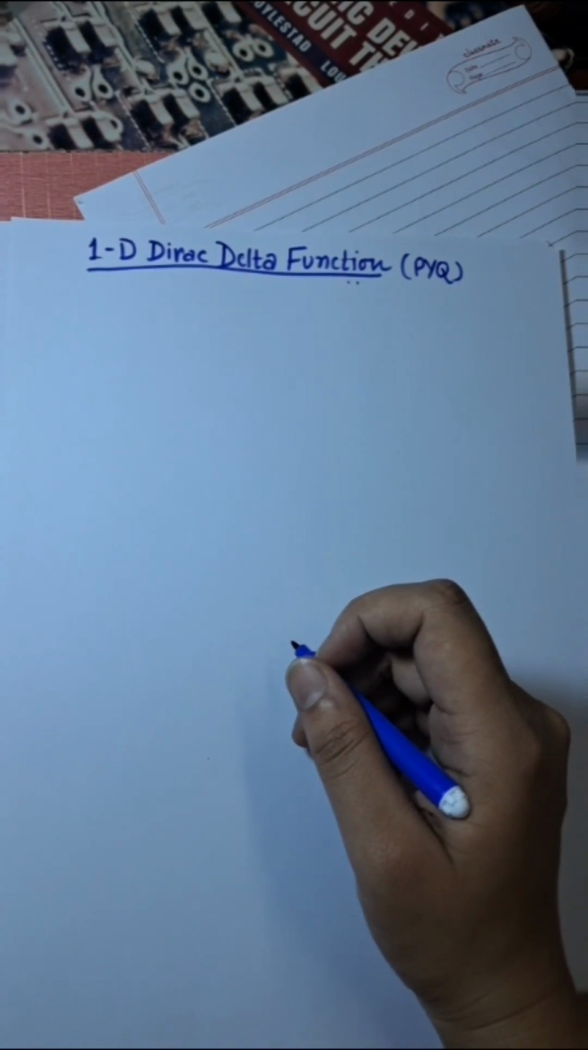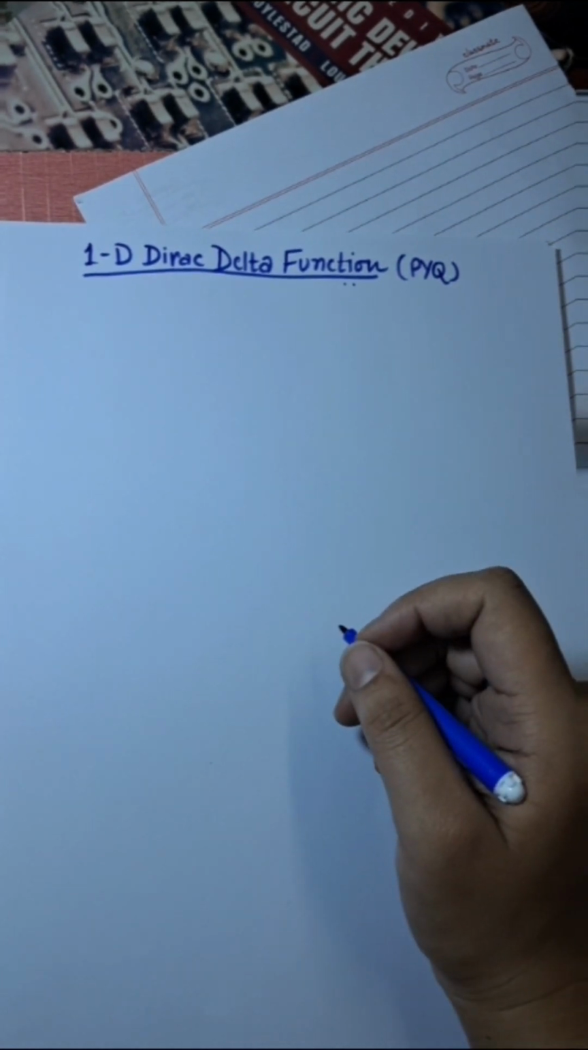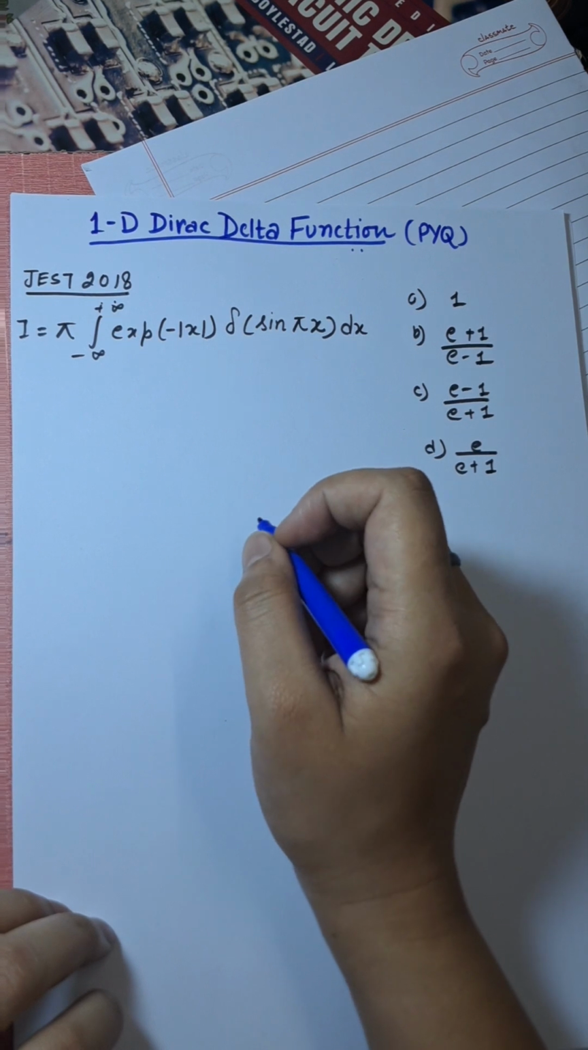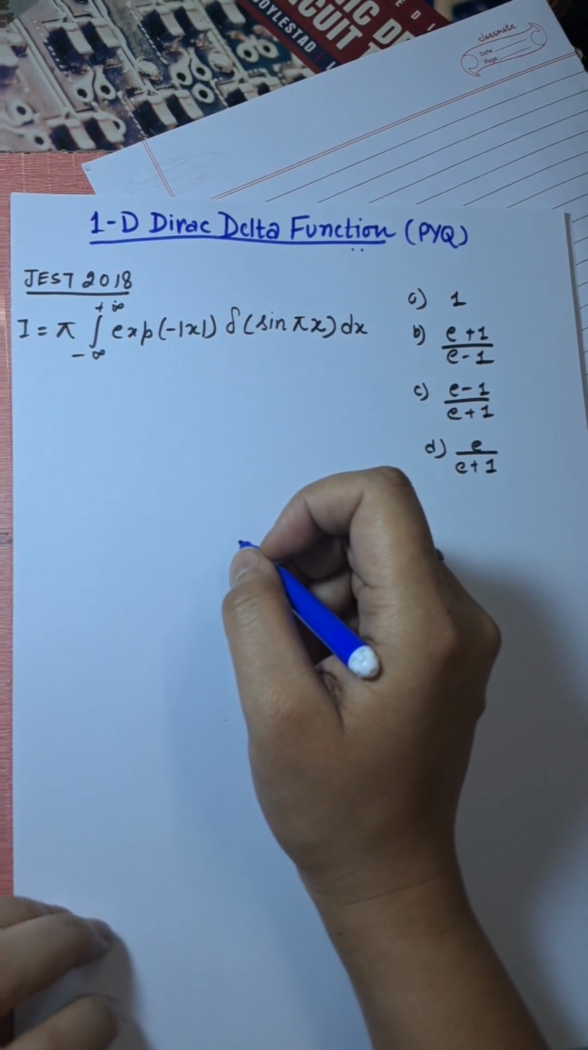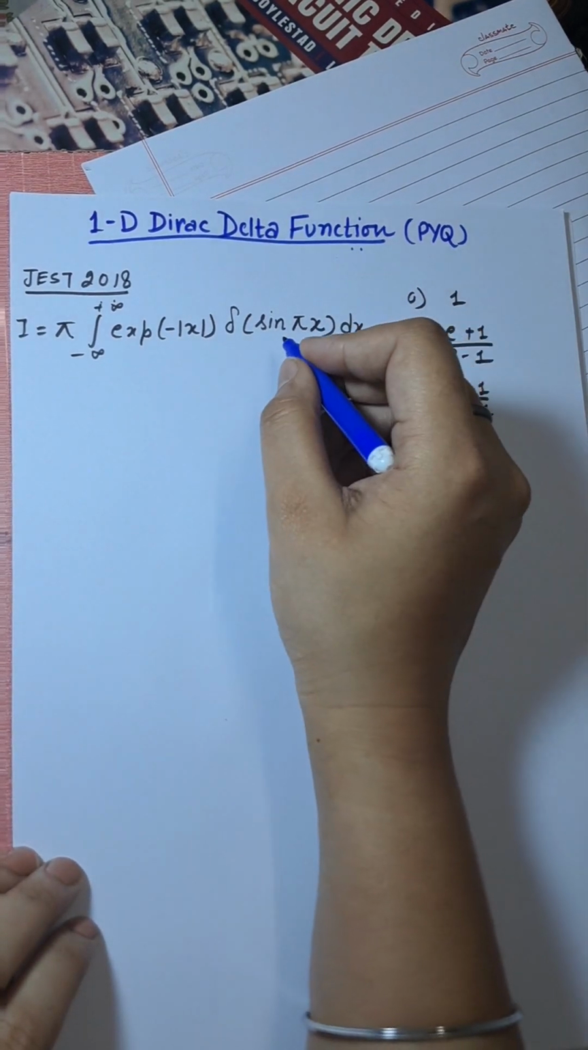Let us continue our discussion on one-dimensional Dirac delta function by solving some previous year questions. So let us solve this first question that was asked in JEST 2018. So here our f(x) is this.